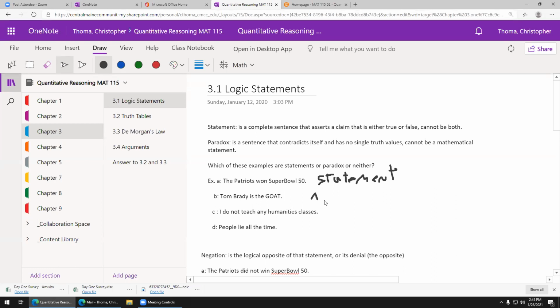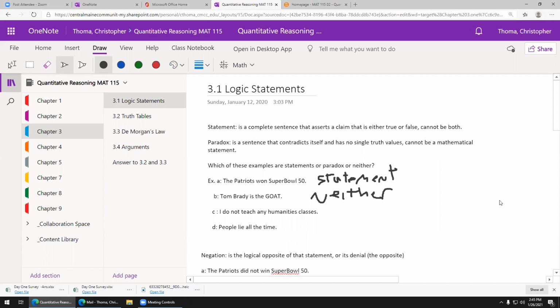This one is neither. All right, I do not teach any humanities classes. Is that a statement, paradox, or neither? This one is also a statement because I do not teach any humanities classes. That is a fact, right?